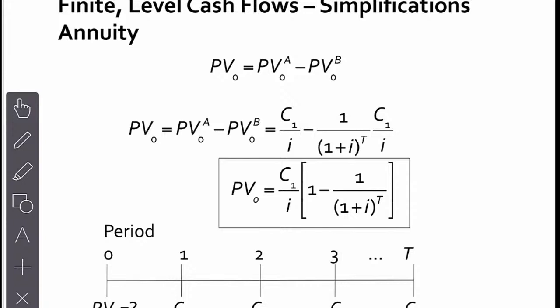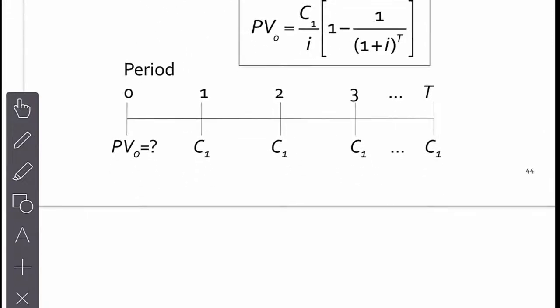So this formula applies specifically and only to this stream of cash flows. What are they? The same cash flow, with the first one starting 1 period from now. All the rest are the identical cash flow up until time t. That timeline corresponds to that formula. So let's apply it.